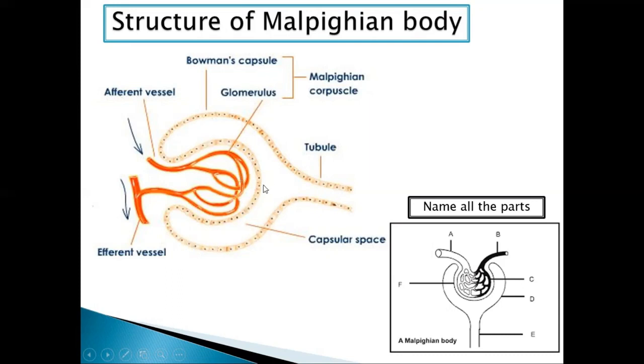Then after filtration, these ones go down. These are the cells called the podocytes. If you look at them, they allow substances to go through so that they join the capsular space. So you have to know how to name and label this structure.